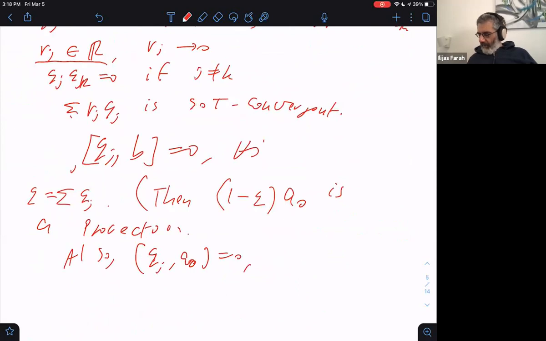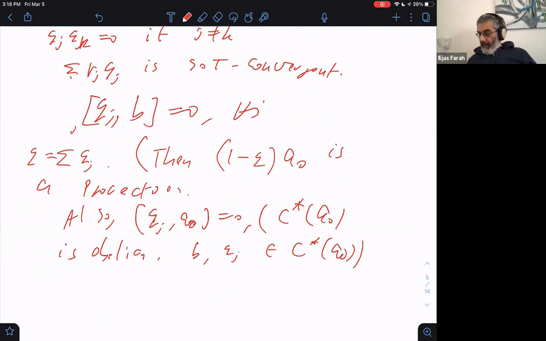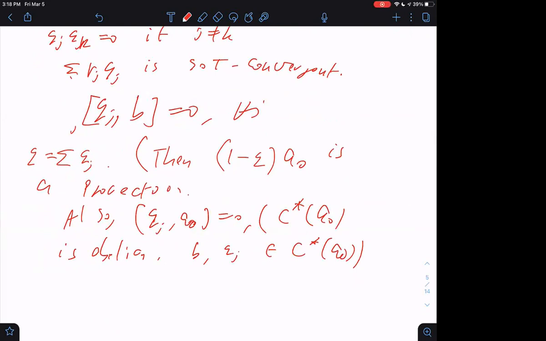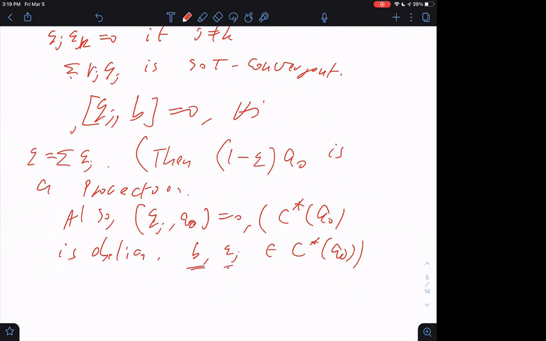Silly me, sorry. Because if you look at C star of A0, this is abelian, right? Because A0 is self-adjoint, and B and all the Qj's belong to that abelian C star algebra. Now, but sorry, Ilijas, yes. Why does Qj belong to this abelian C star algebra? Qj is... Well, it's continuous functional calculus. You see, B belongs there. That's clear, right? Yes. And now, how do you get Qj?